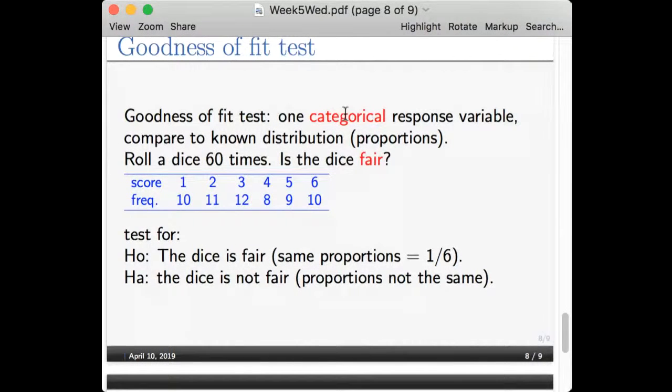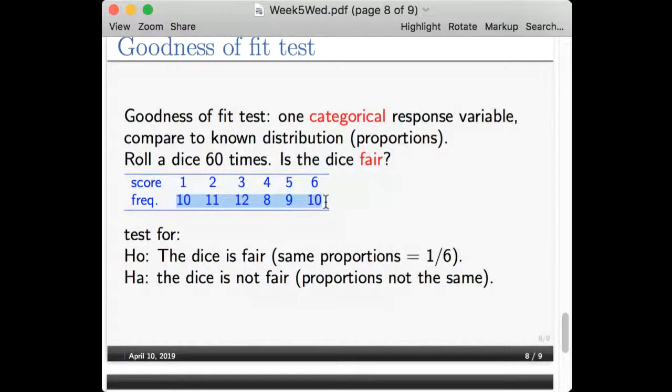So, one categorical response variable. Compare it to a known distribution, and let's suppose I rolled a dice 60 times and I got the following data. And I'm asking the question, is the dice fair? To put it into a proper research question: are the proportions the same?